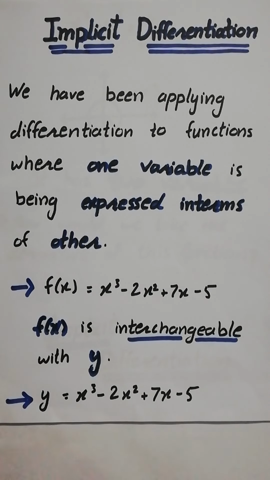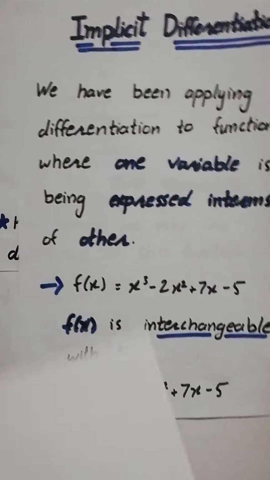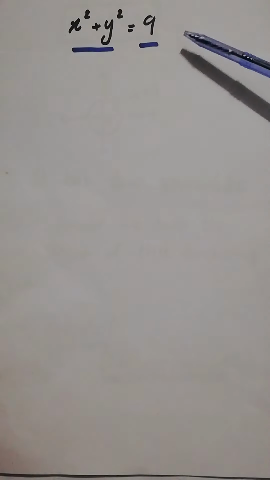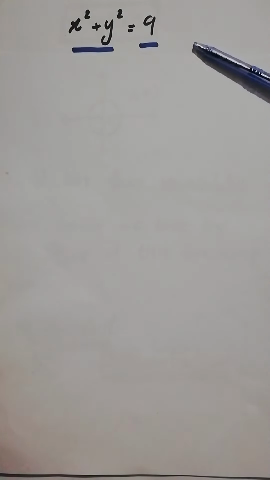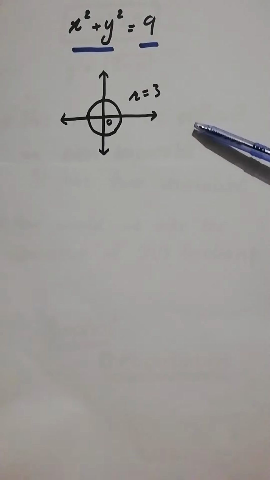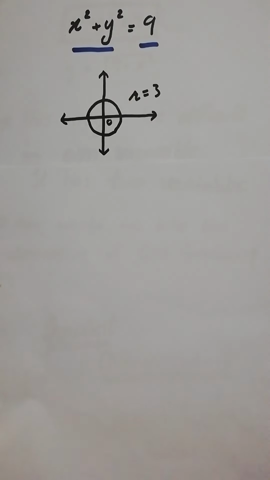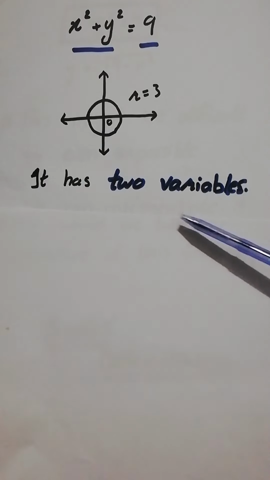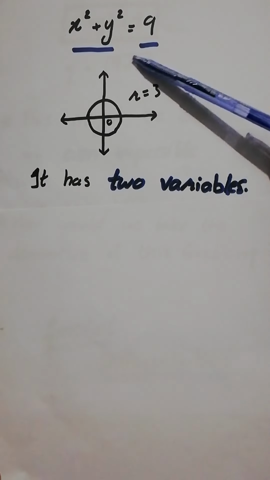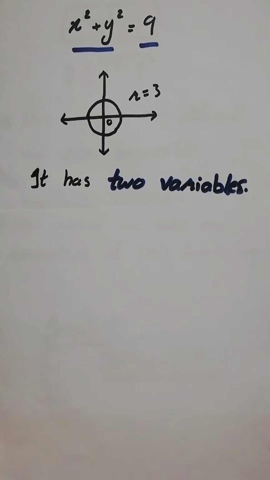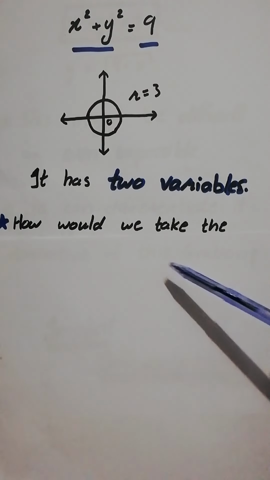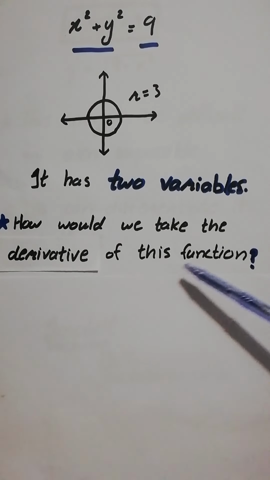But there are plenty of other functions that aren't set up exactly like this. For example, x squared plus y squared is equal to 9. This is the equation of a circle with the center at origin and radius equal to 3. And this function has two different variables, x and y. Now a question arises: how would we take the derivative of this function?